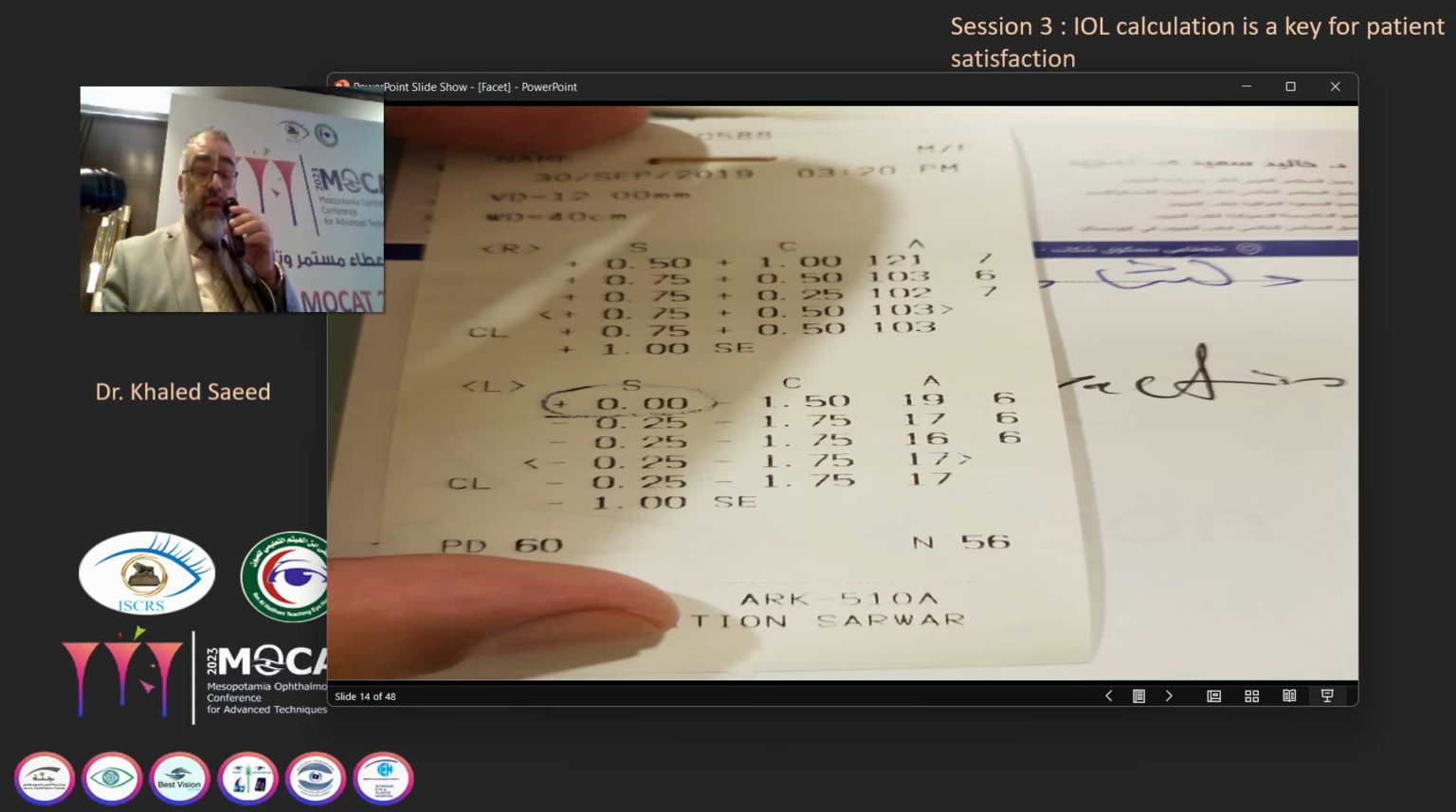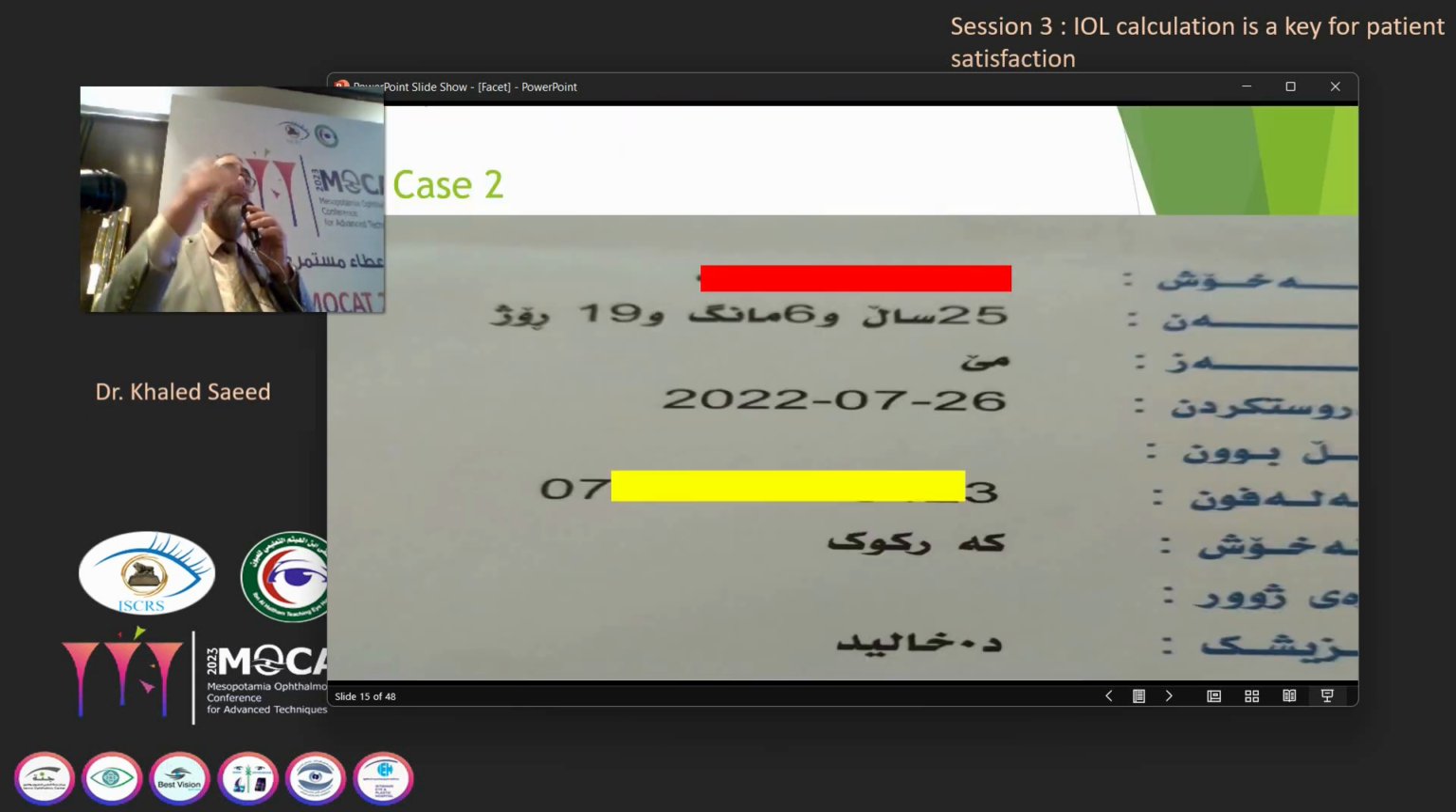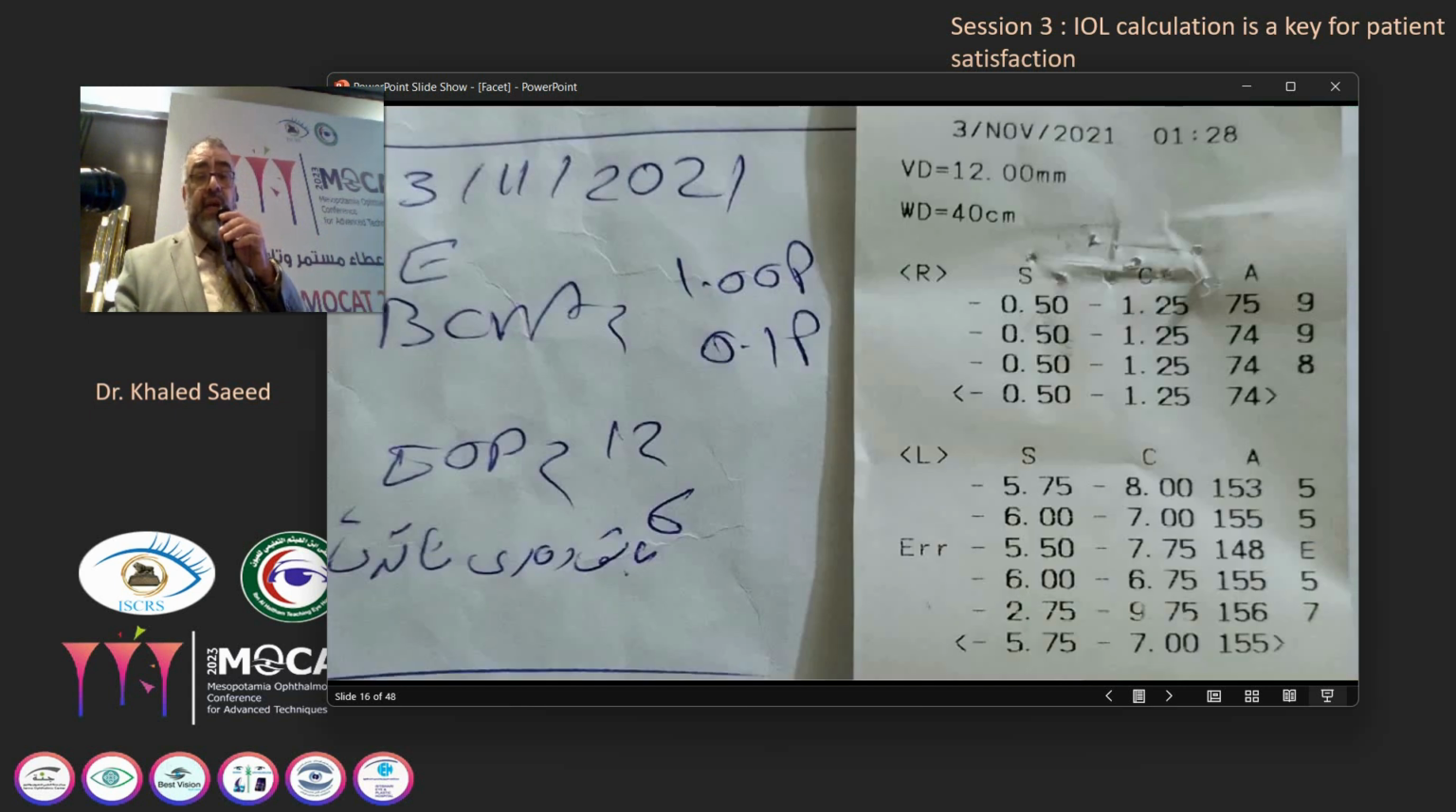This is not the only case. I have a lot of cases, so I am just bringing one example for each of these. This patient also had very severe myopia in one eye with very severe astigmatism, and you can see that this is a patient with keratoconus.